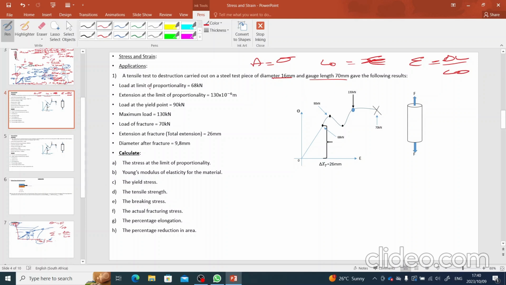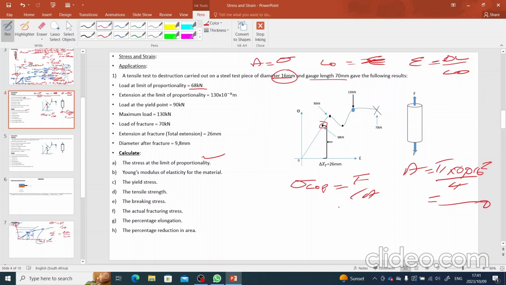Now we are told that the load at the limit of proportionality is given as 68. We can then calculate the stress at that limit of proportionality. That is why the first question says, calculate the stress at the limit of proportionality. It is stress at the limit of proportionality equals force over area. Which area? This area. Area equals pi multiplied by 0.016 squared divided by 4. Then you get your area. Then you are able to calculate the stress: it is 68 times 10 to the power 3 divided by the answer of the area there. Then you get your stress at the limit of proportionality.